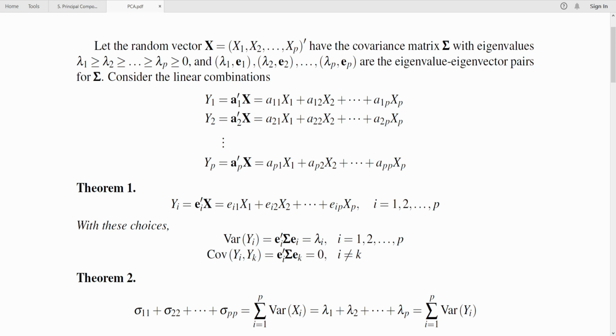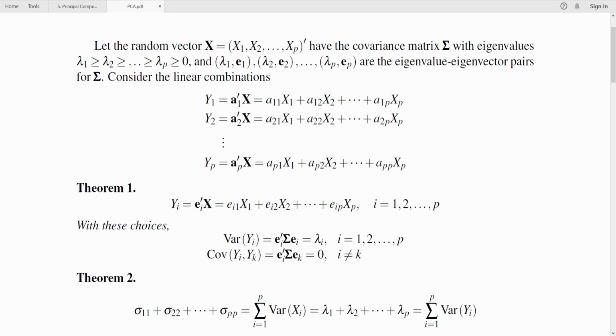PCA involves a mathematical procedure that transforms a set of correlated variables into a smaller set of uncorrelated variables. Those uncorrelated variables we call principal components. These principal components are linear combinations of the original variables and can be thought of as new variables.